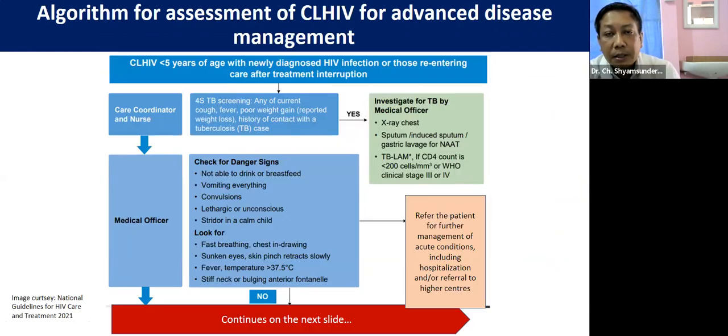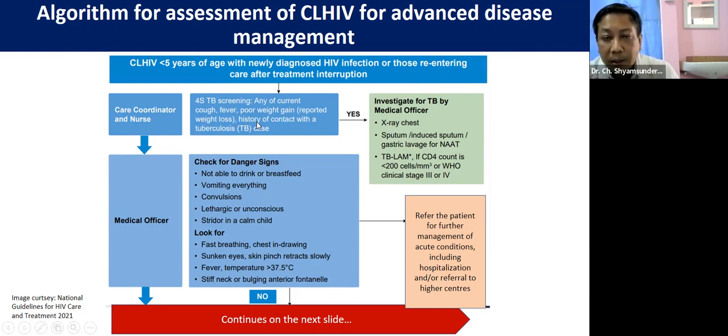Then how do we assess the child with HIV for advanced disease management? CLHIV less than 5 years of age with newly diagnosed HIV infection, or those re-entering care after treatment interruption, when they are identified. This can be started by the care coordinator or an experienced nurse. We do the 4S TB screening: any current cough, fever, or poor weight gain or reported weight loss.